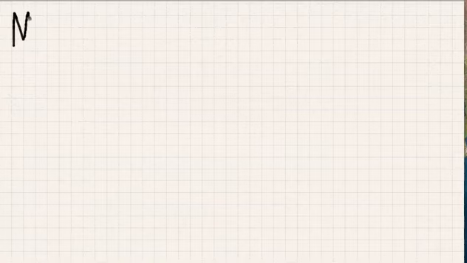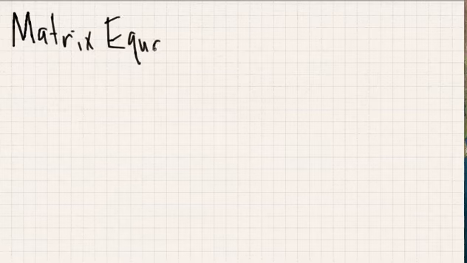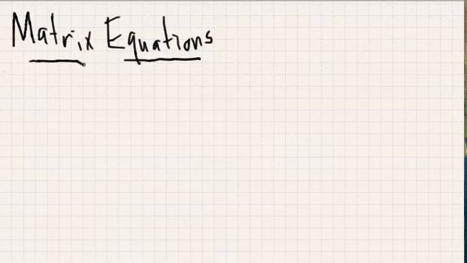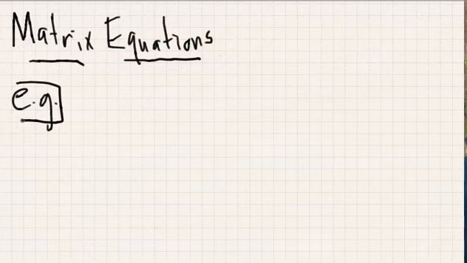But you can have matrix equations. Okay, what are matrix equations? Well, it's kind of like a linear equation, but instead of dealing with unknowns that are numbers, you can deal with unknowns that are matrices. So, for example, let's suppose that I'm looking at something like this.